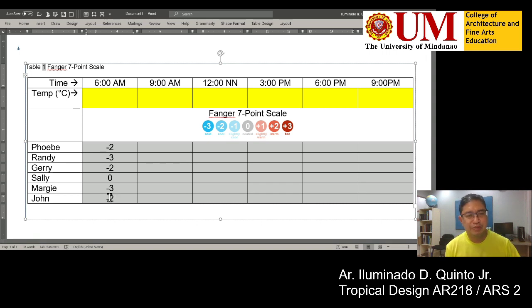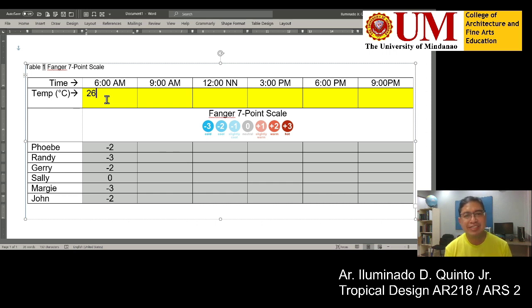Now you look at the thermometer. It would be good if you put the numbers, the choice, first, and then look at the temperature later, so that you will not be influenced. Let's assume at 6 o'clock in the morning it is 26 degrees Celsius. That's it for 6 o'clock in the morning.